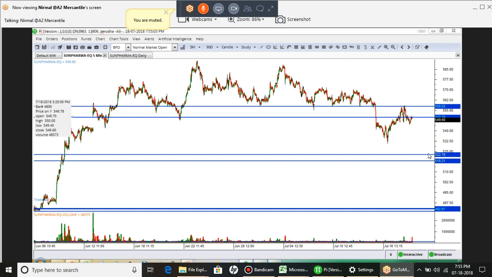I'm expecting that Sun Pharma will go to 520 levels. But there is also a risk that it doesn't go to 520, rather it reverses, breaks this level and starts moving up. It can happen, yes or no? Yes, sir. Now in that case, how do I protect myself?